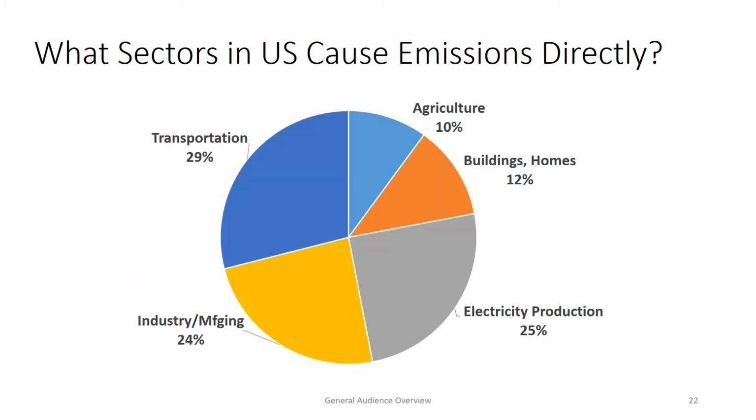What are the sectors, primary sectors, uses of emissions? Well, agriculture, about 10%, building and homes, 12%, electricity production, 25%, industry and manufacturing, about 24%, and transportation, 29%. So transportation, industry and manufacturing, and electricity production are all about the same.